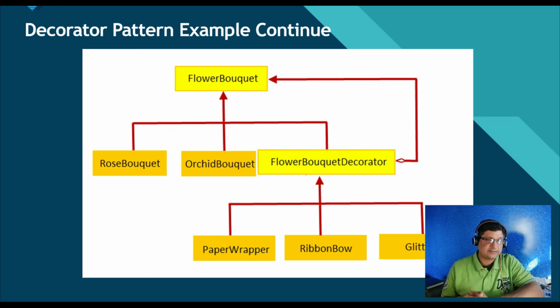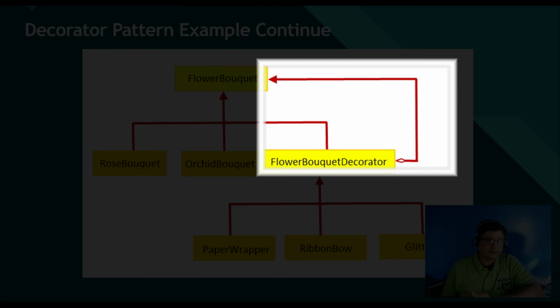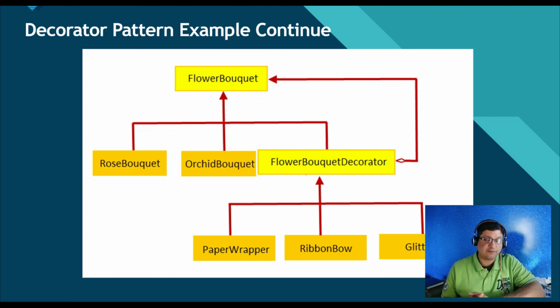Another relationship is composition. Composition by composing the flower bouquet decorator with flower bouquet in order to add new behavior. We'll see that in a Java coding example.